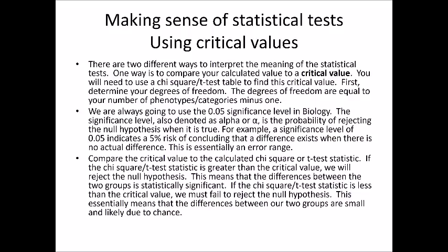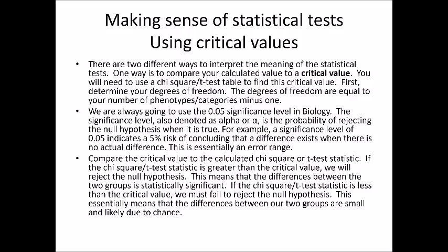The degrees of freedom are pretty much always equal to our number of phenotypes or categories minus 1. Now that can get a little bit more complicated in the t-test, and we'll talk about the t-test later. But for the chi-square, the degrees of freedom are number of phenotypes or categories minus 1. Now in biology, we pretty much always use the 0.05 significance level. Sometimes this is called the alpha level. And essentially, it's the probability of rejecting the null hypothesis when in reality it's true.